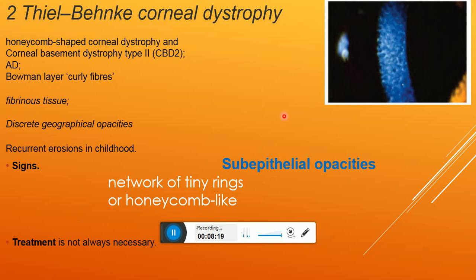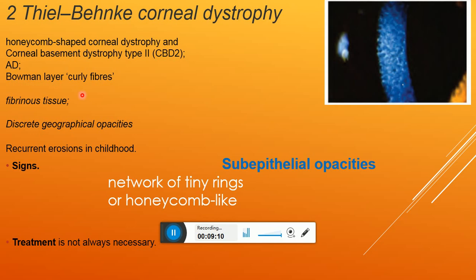The next Bowman layer anterior stromal dystrophy is Thiel-Behnke corneal dystrophy, also termed honeycomb-shaped corneal dystrophy, and also known as corneal basement dystrophy type 2. The previous, Reese-Buckler, was corneal basement dystrophy type 1, while Thiel-Behnke is corneal basement dystrophy type 2. Inheritance is autosomal dominant. The gene is TGFB1, the same gene as in Reese-Buckler disease.